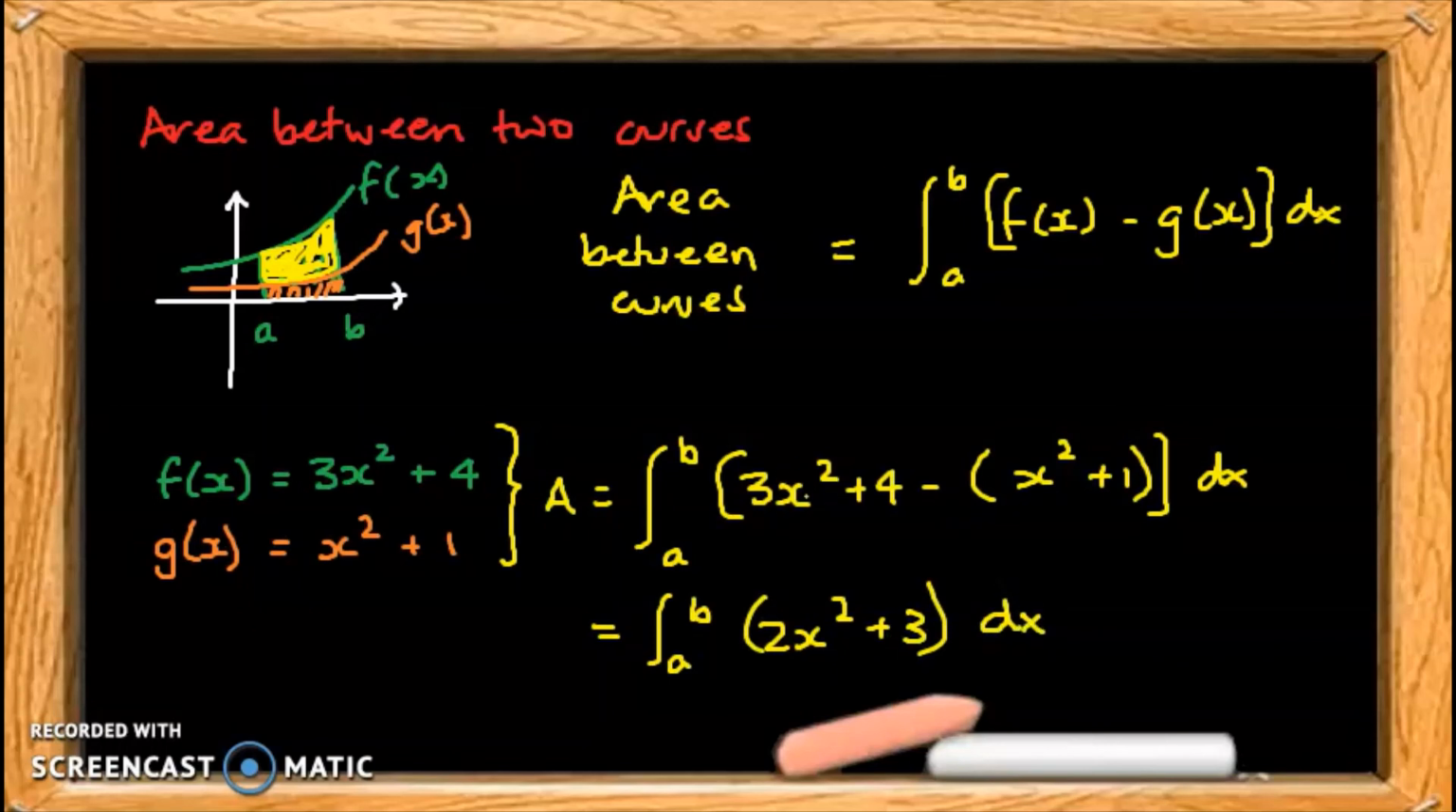So I don't need to integrate two separate expressions if I can collect like terms in the integral sign. This way it makes things a little bit easier for us.